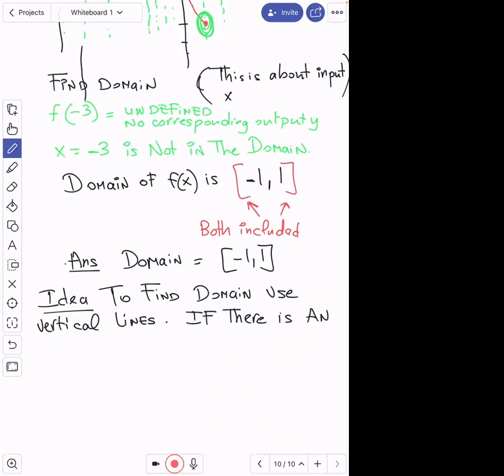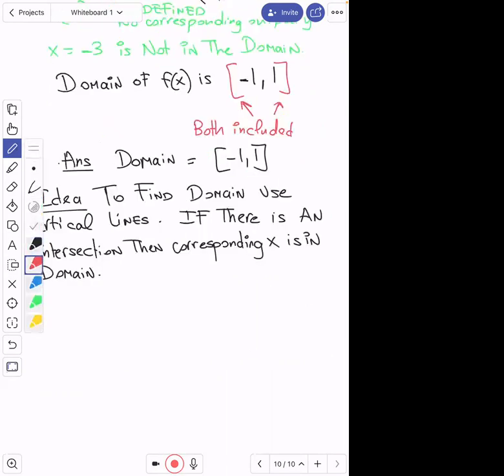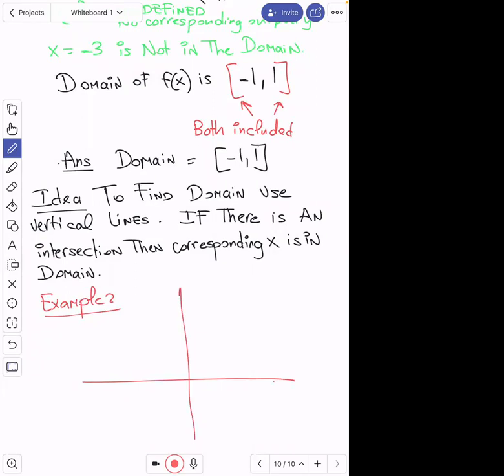If there's an intersection, then the corresponding x is in the domain. All right, so that's the first example. Let's do more examples. So next, example number 2.